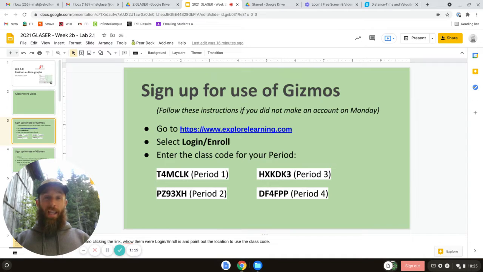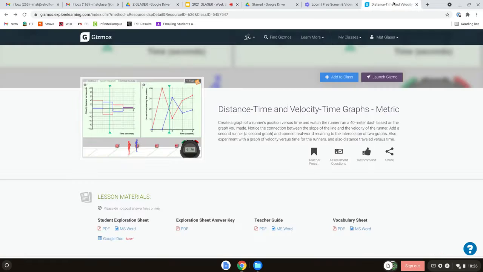So again, if you did not sign up for a Gizmos account on explorelearning.com, I put these slides in again on slides 3 and 4 of Tuesday's Pear Deck. If you did not sign up for this account, make sure you do. You will need it today. These are your join codes for the different classes. Truth is, they're all the same, but they fill up at some point, so I have to make 4 different classes. So if you did not make an account yesterday, please look at slides 3 and 4. And if you did make an account, then great. Then you're ready to move to this right here.